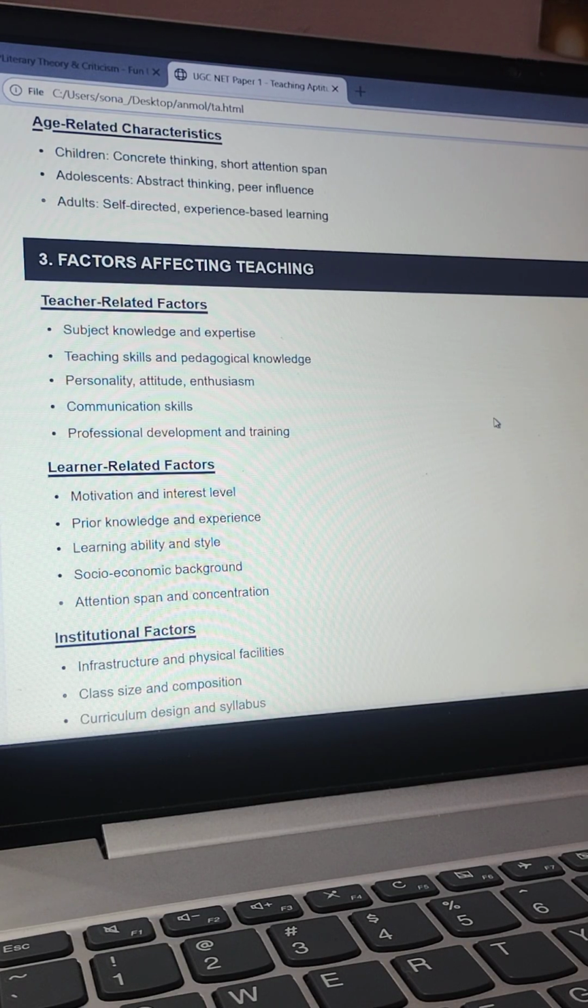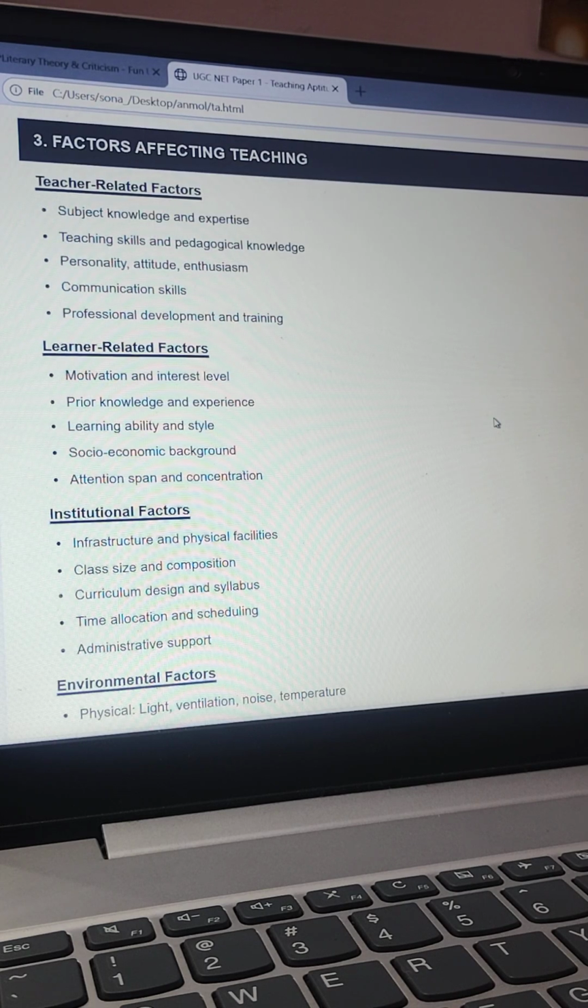Moving to the next part, we have factors affecting teaching. These are very basic factors, like teacher-related factors. The teacher-related factors could be subject knowledge and expertise, teaching skills and pedagogical knowledge, personality, attitude and enthusiasm, communication skills, and professional development and training.